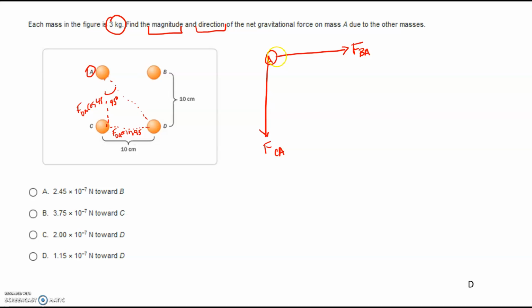So what did I do? Is that right? No, that's not what I wanted. I'll just keep going. We'll figure it out in the end. So I put FD. Actually, it doesn't matter. It's good. We're fine. Never mind. 45 degrees. This is FD on A. Cosine 45 degrees. So I'm adding up my forces, I guess you could say.